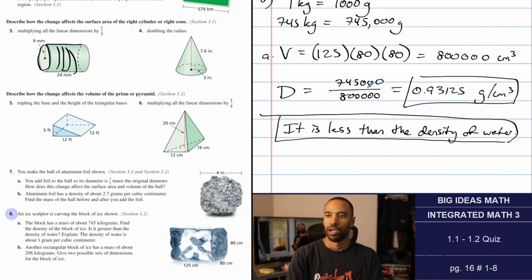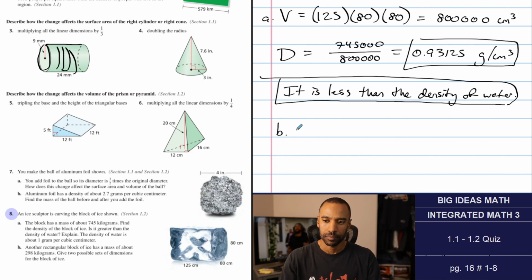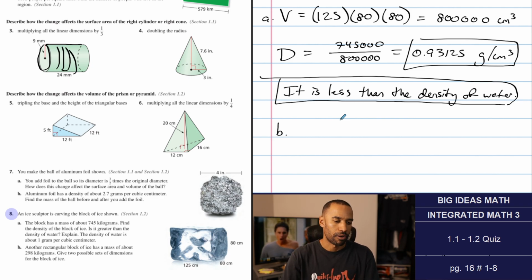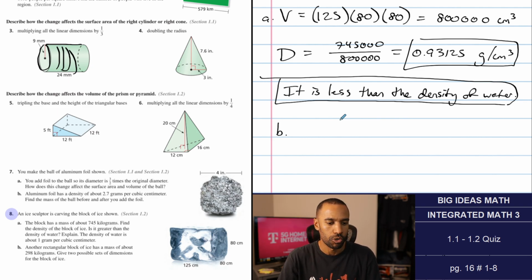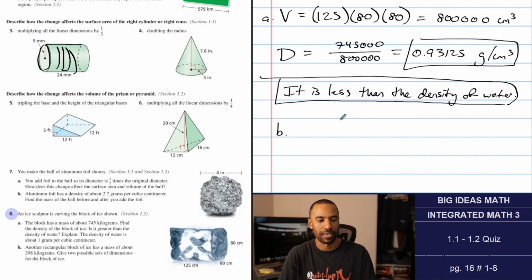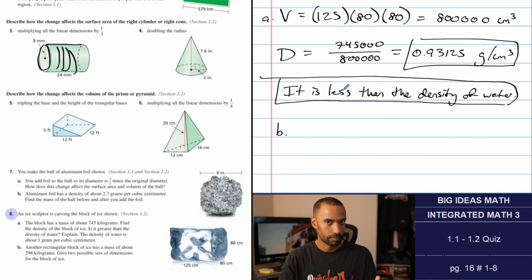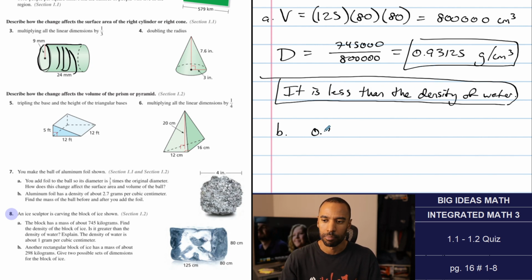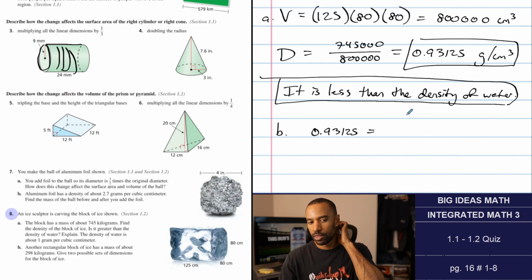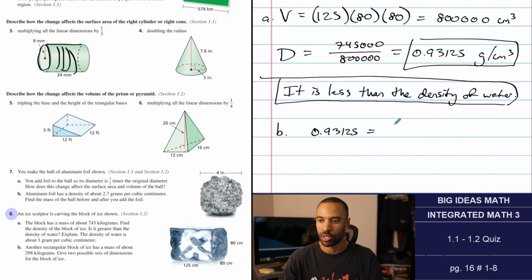Okay, part B. Another rectangular block of ice has a mass of about 298 kilograms. Give 2 possible sets of dimensions for the block of ice. Okay, we use the same density, 0.93125. Let's determine the volume based on these kilograms. 298 kilograms is 298,000 grams. That's mass over volume.